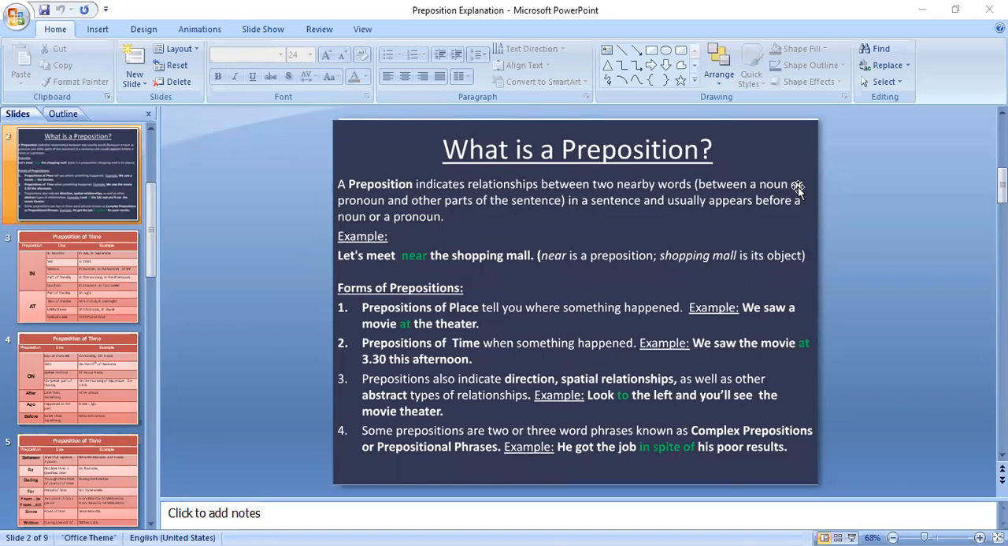Suppose the sentence is Ram went into the room. He is in motion, he is moving. He ran into the room. Water in the well is dirty. Here, water is at rest, it's not moving.